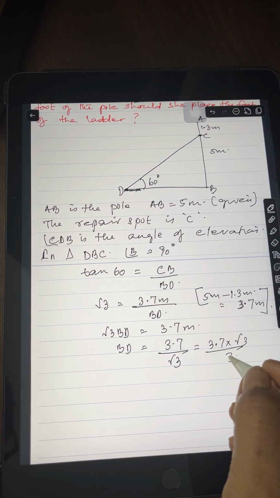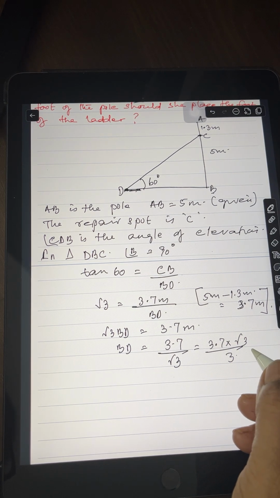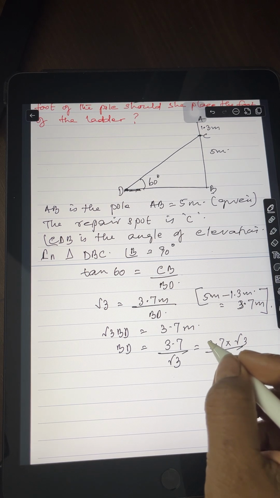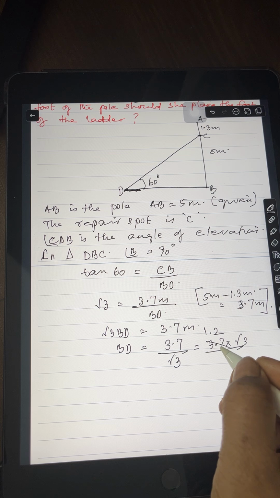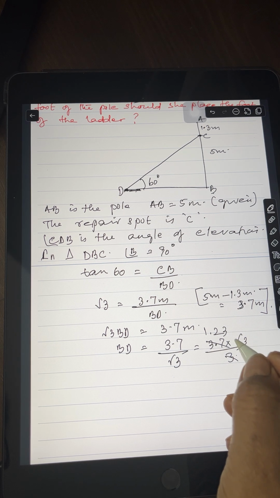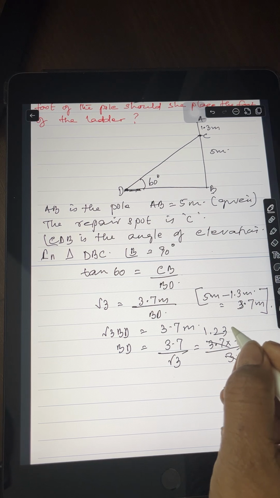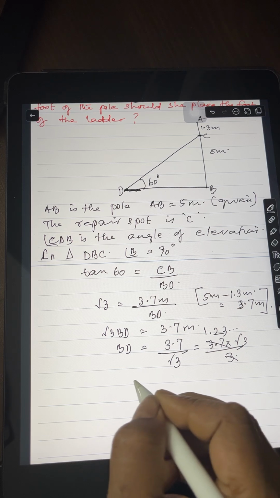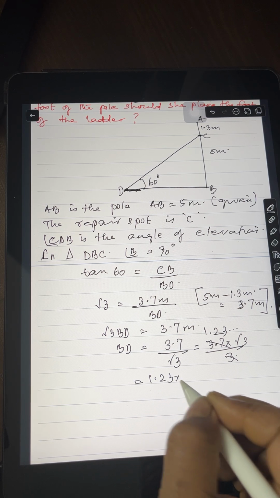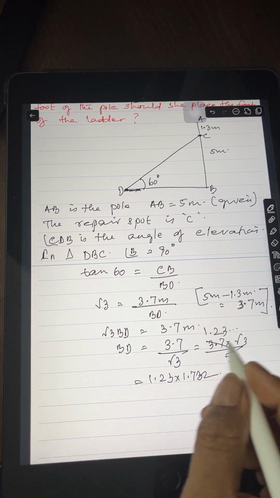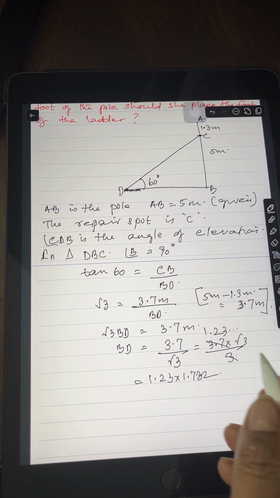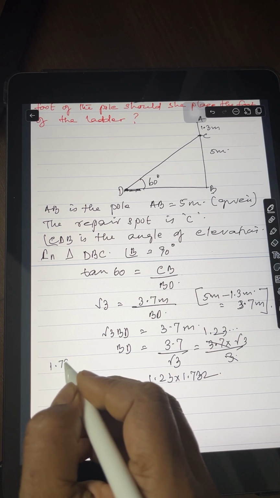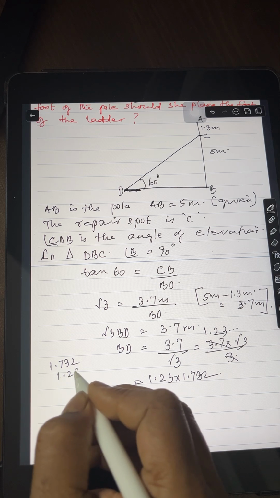Now if you want to cancel, you can either leave like this, but this is not so accurate, no? So you can cancel it. 3 1s are 3, 3 2s are 6, 10, 3 3s are 9. Again 10 you get, 3 3s are 9. So 1.23 into 1.732. What is root 3's value? Value of root 3 is 1.732. Now you will have to multiply both of this, 1.732 and 1.23.